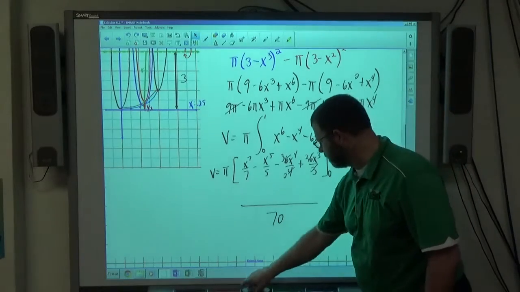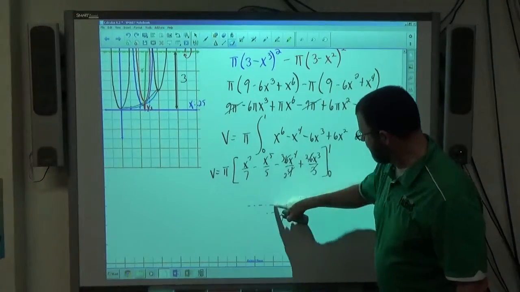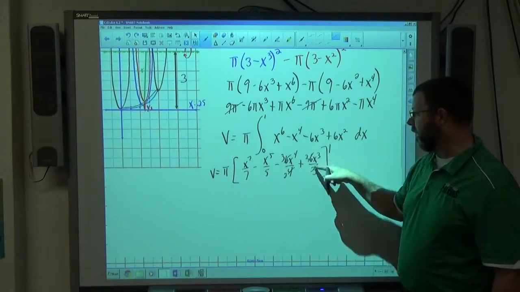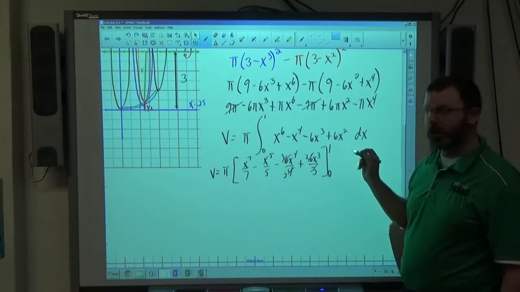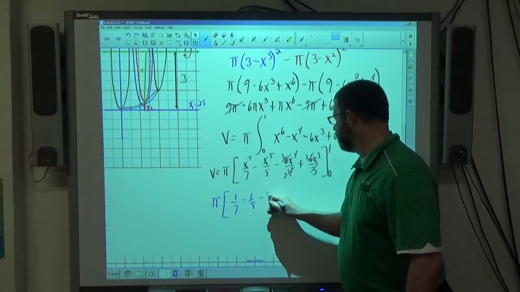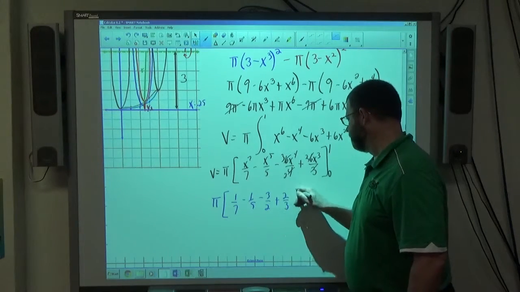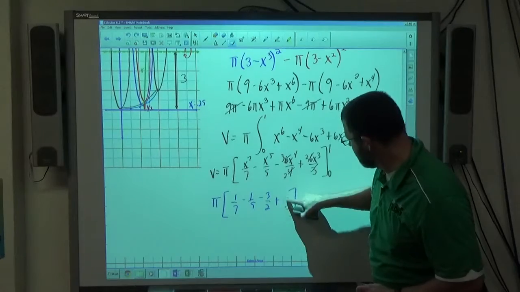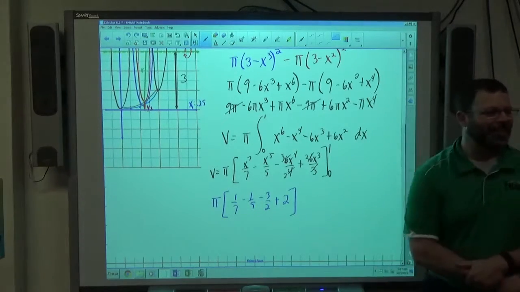Oh, you know what? Let me substitute the numbers first. That'll be nicer. Okay, so if I put 1 in, I'm just going to get 1/7, 1/5, 3 halves, and 2/3, right? If I put 0 in, I'm going to get a bunch of zeros. So I'm going to get pi times 1/7 minus 1/5 minus 3 halves plus 2/3. If I get a common denominator, it's 210, sorry, not 70. Oh, it's plus 2, never mind. Plus 2. Now it's 70 again, all right.